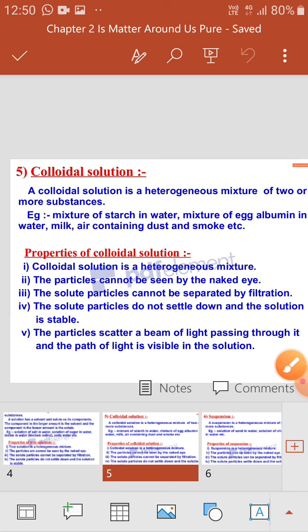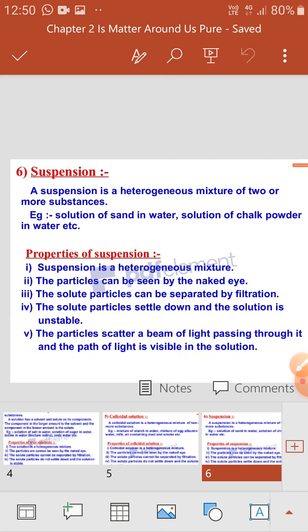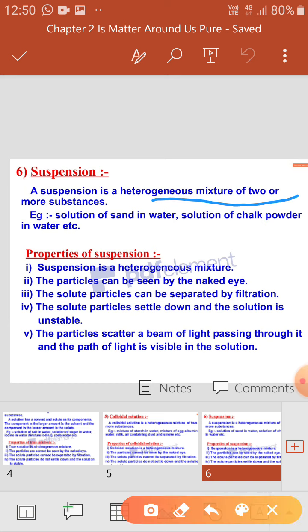Now let's see first of all the suspension. We said that group C has got a suspension. What did we add? We added chalk powder and wheat flour to the water. A suspension is a heterogeneous mixture of two or more substances. For example, sand in water, chalk powder in water. Such types of mixtures are known as suspensions.